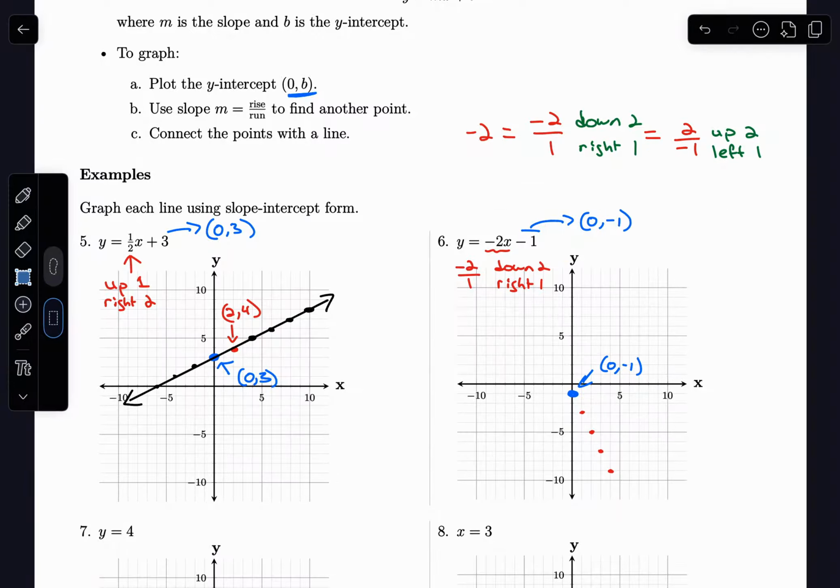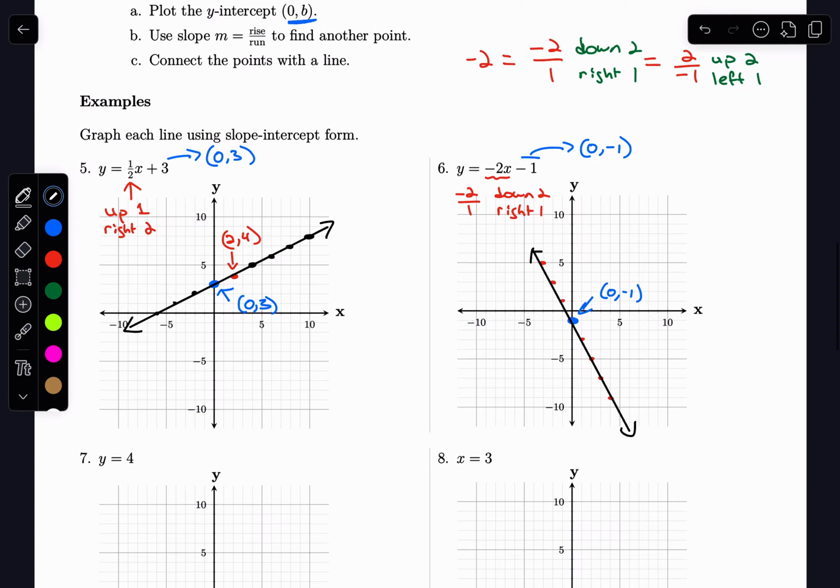All right, so instead of going down 2, right 1, I can go up 2, left 1. And this is going to take me the other direction on my line. So from my blue dot on the graph, all I'm going to do is go up 2, left 1, up 2, left 1, up 2, left 1. And I feel like I have plenty of dots now, so I'm going to go ahead, draw a straight line through them, put an arrow on each side, and my line is graphed.